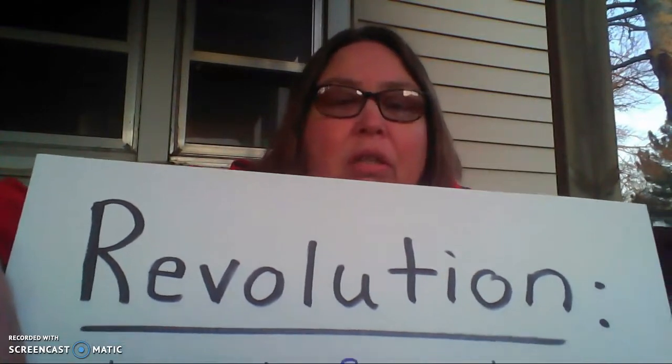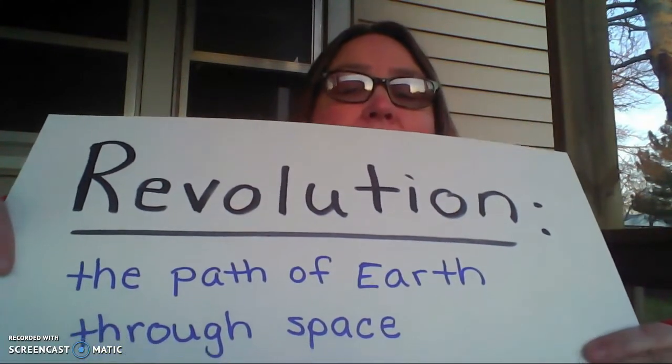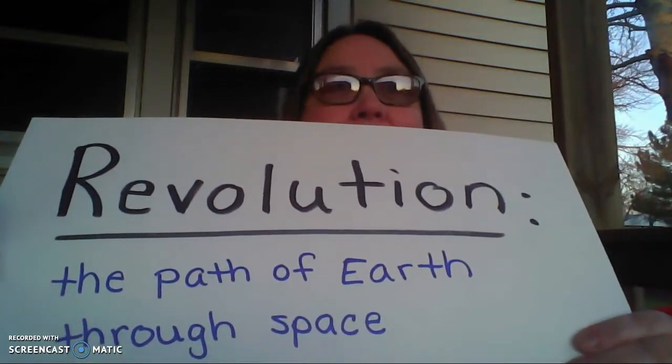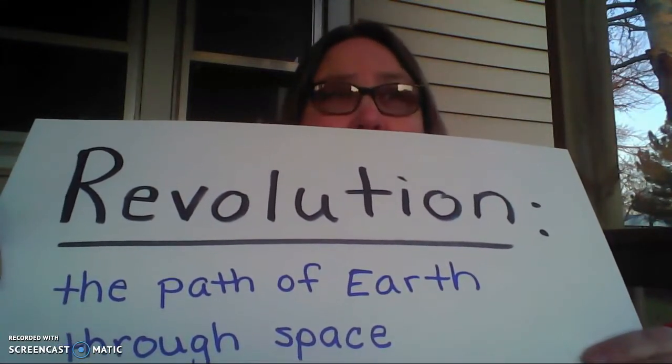The other kind of movement the Earth is doing is called a revolution. This is the path of the Earth through space. This is what is going to be causing the seasons for us. So, as an example, if I am the sun, my head is the sun, the Earth is taking a path around just like the other planets. That is a revolution.